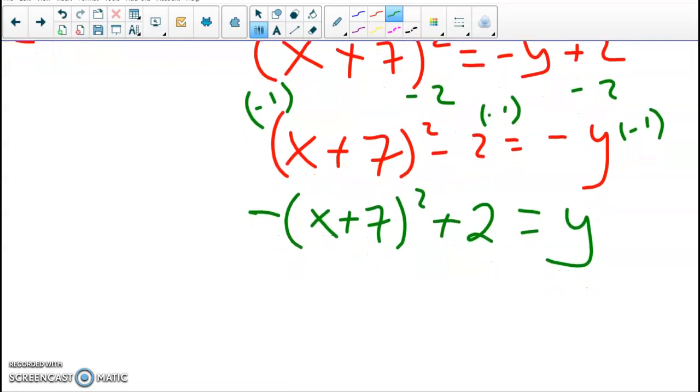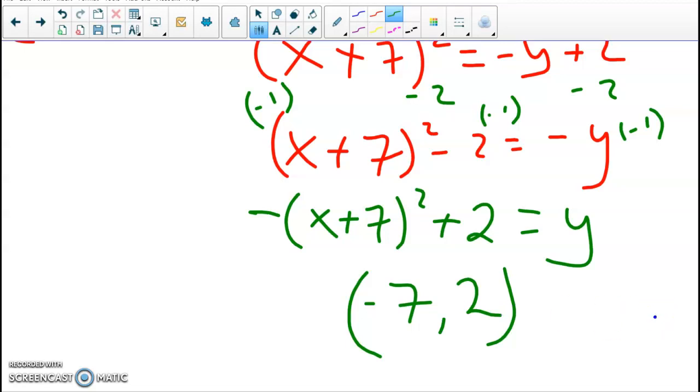Okay. So what's our vertex? Our vertex is the opposite of whatever's inside the parentheses. So in this case, it is negative 7, 2. And from looking at that, we know that the parabola U's down, and we know what the vertex is. So it's a lot easier to graph something in that form.